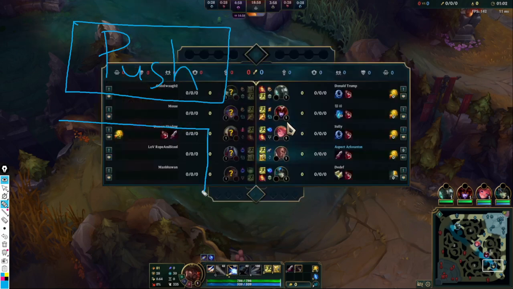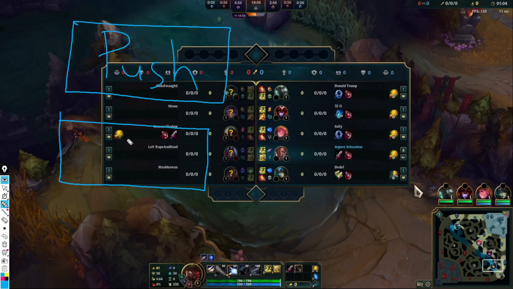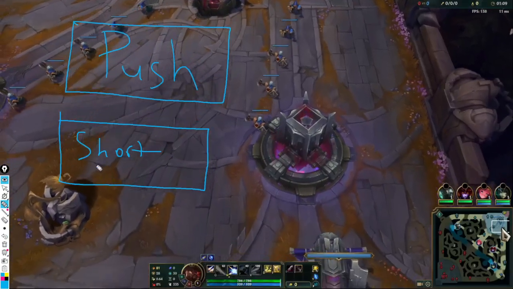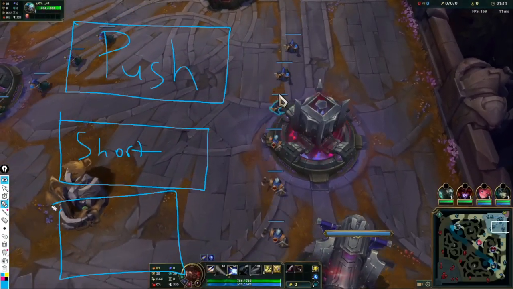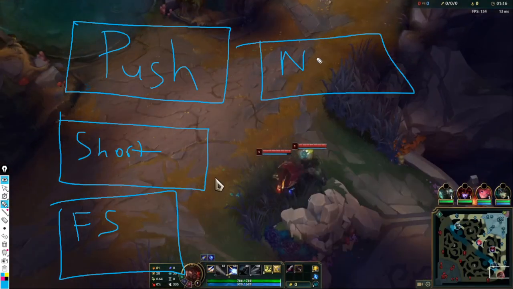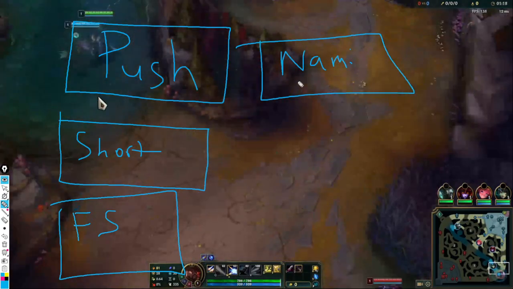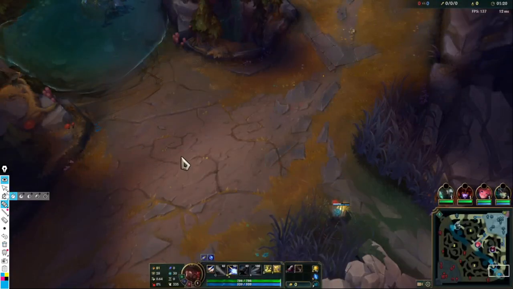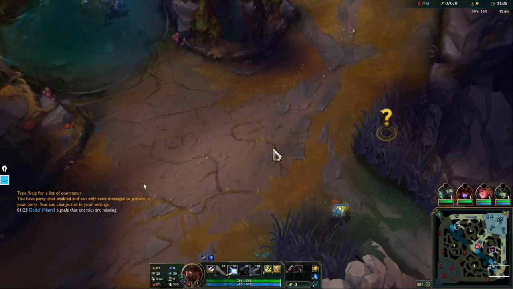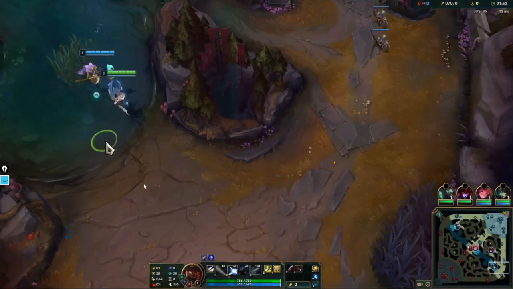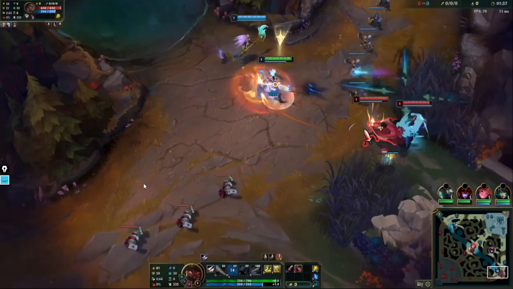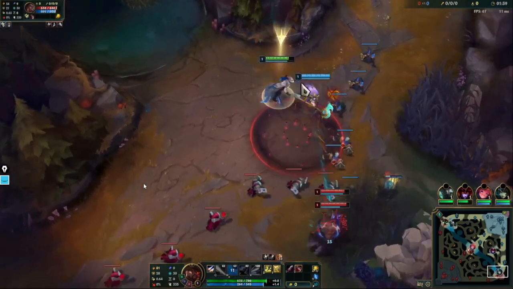And then when it comes to trading, we want to take short trades. And we want to play around our First Strike. And we want to play around Nami E. So let's take a look at how well we do this. I might do it very well or I might do it very poorly. Well, let's take a look. So we come into lane. Because we warded, we know they're in the bush. We don't want to take extended trades, so we do a W double auto.